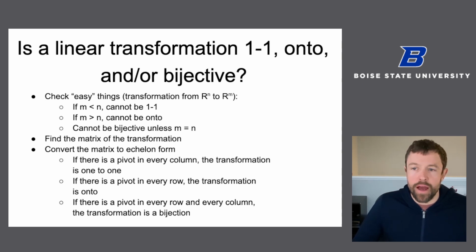All right, so if the output dimension is less than the input dimension, it can't be one-to-one. If the output is greater than the input dimension, it can't be onto. So in this example, we're going from R4 to R3. So n is 4 and m is 3. And so we are in this top situation here. This transformation cannot be one-to-one because we're going from R4 to R3, and 3 is less than 4. So immediately, we know that this is not one-to-one.